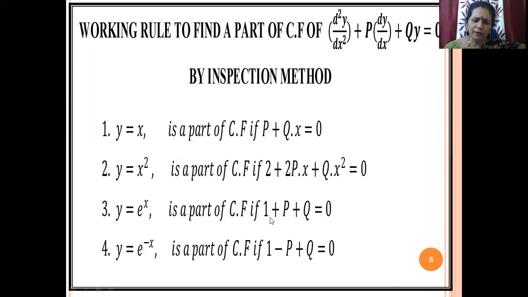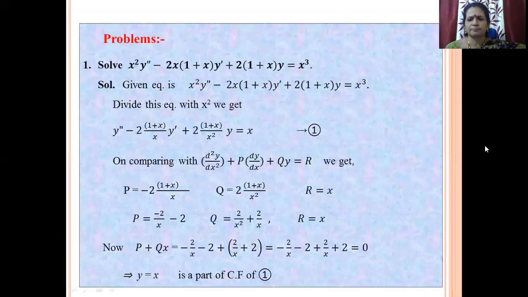Suppose we have 1 plus p plus q is equal to 0, then y is equal to e power x is a part of the complementary function. If 1 minus p plus q is equal to 0, then y is equal to e power minus x is a part of the complementary function. Now coming to the problems.